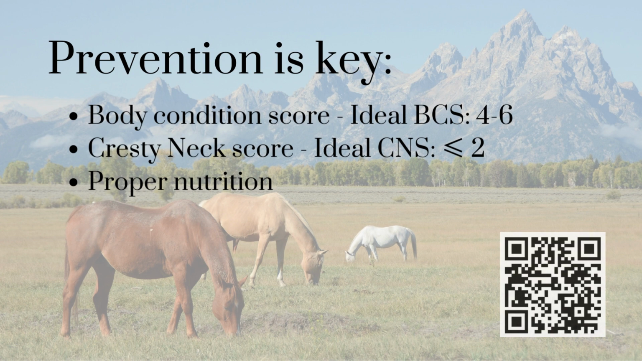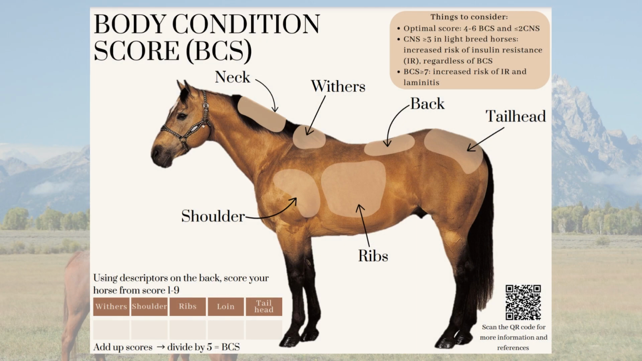We have included a QR code here that leads to a user-friendly fact sheet that we've created. This fact sheet combines both the body condition score and the crusty neck score systems. As seen in this fact sheet, we can assess our horse's weight by looking at 6 regions: shoulder, neck, withers, ribs, loin, and tailhead. Each location, except for the neck, ranges from 1 to 9 to help us get the most accurate evaluation. The crusty neck score, however, ranges from 0 to 5.